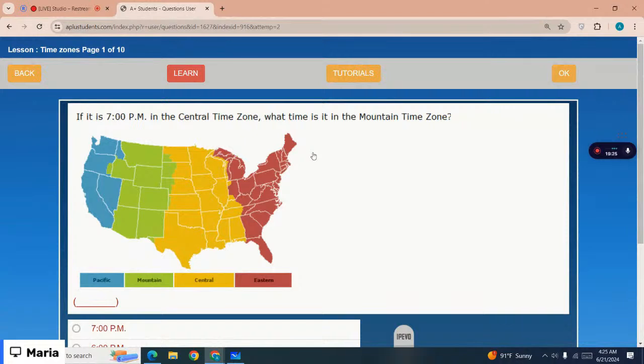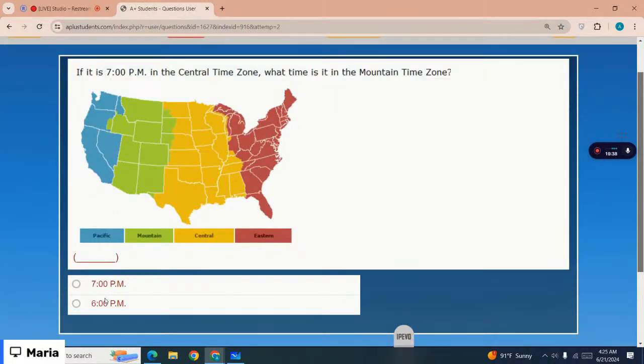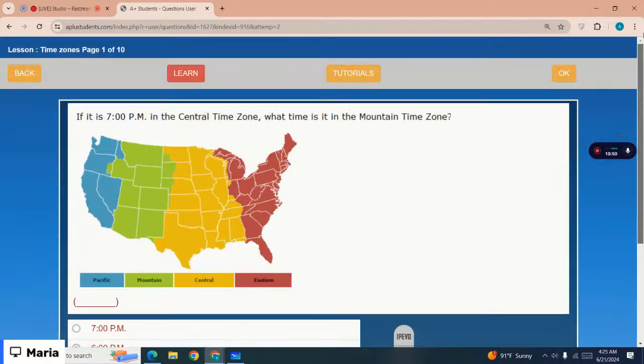Central zone, what time is it in the mountain time zone? So in the central zone, it is 7. So mountain is 1 hour behind. The correct option is 6 p.m. Right? Here is the central and here is the mountain. So you have to increase on the right hand side. So they are less on the left and on the right hand side they're increasing. So the correct option is 6 a.m.